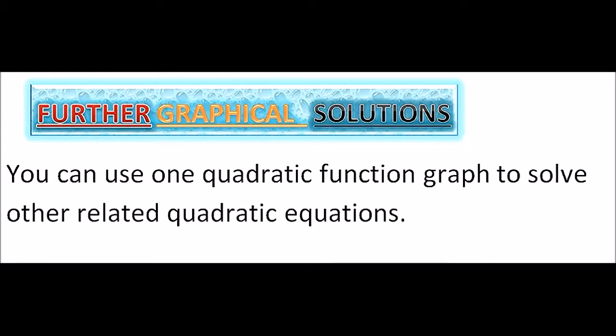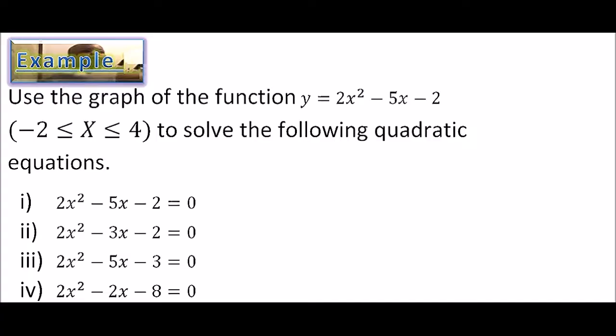So let's have a look at our example 1. Use the graph of the function y is equal to 2x squared minus 5x minus 2 within the range minus 2 less than or equal to x less than or equal to 4 to solve the following quadratic equations. So we have our first equation, 2x squared minus 5x minus 2 is equal to 0.